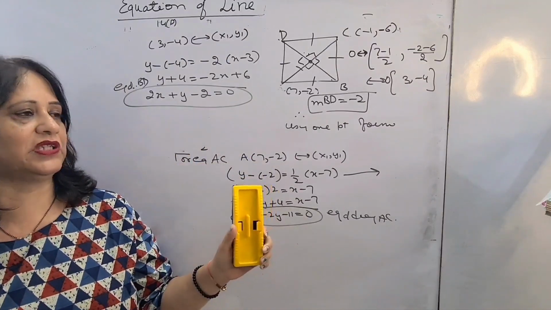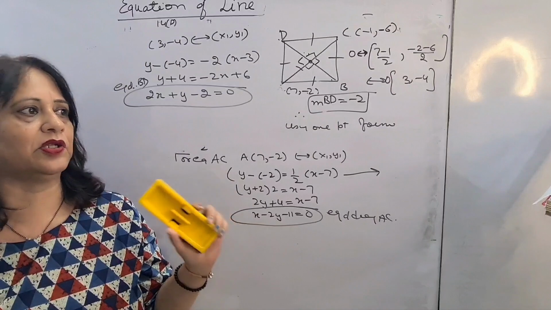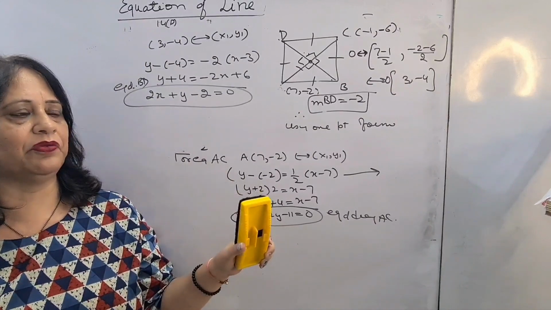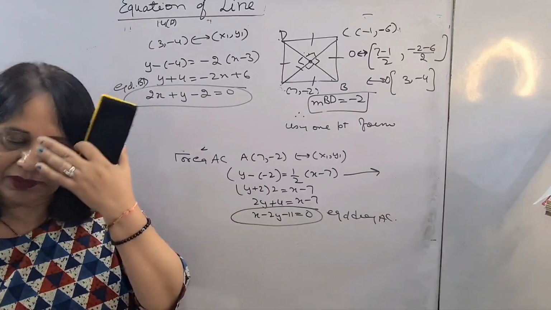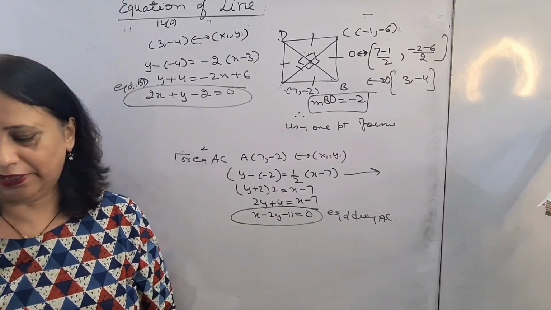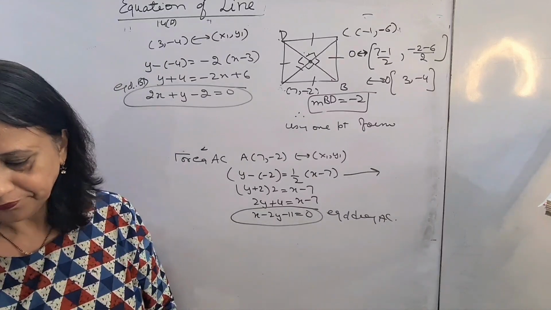For rhombus also the same we will do, because diagonals also in rhombus bisect each other at 90 degrees. The only difference between the square and rhombus is that in the square, the diagonals are equal, whereas in rhombus the diagonals are not equal.